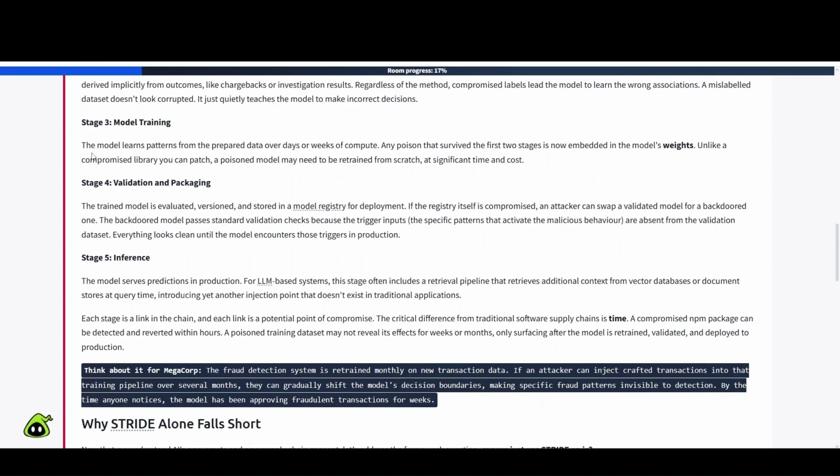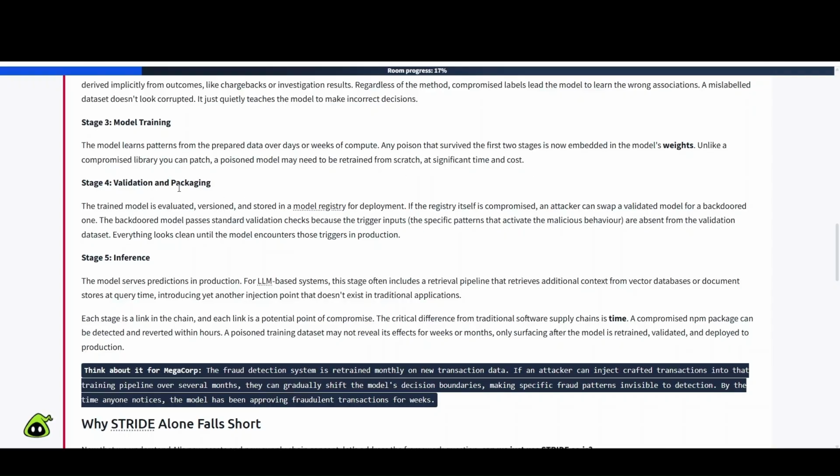Stage 3, model training. The model learns patterns from prepared data over days or weeks of compute. Any poison that survived the first 2 stages is now embedded in the model's weights. Unlike a compromised library you can patch, a poisoned model may need to be retrained from scratch at significant time and cost.